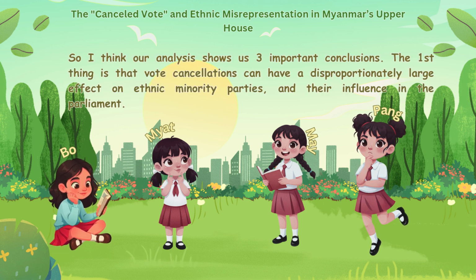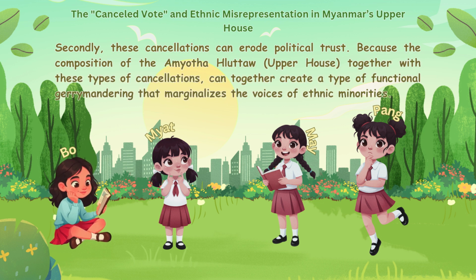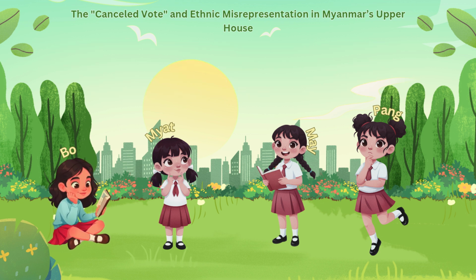So I think our analysis shows us three important conclusions. The first thing is that vote cancellations can have a disproportionately large effect on ethnic minority parties and their influence in the parliament. Secondly, these cancellations can erode political trust, because the composition of Myanmar together with these types of cancellations can create a type of functional gerrymandering that marginalizes the voices of ethnic minorities. So this is something we need to keep in mind when we look at future political decisions.